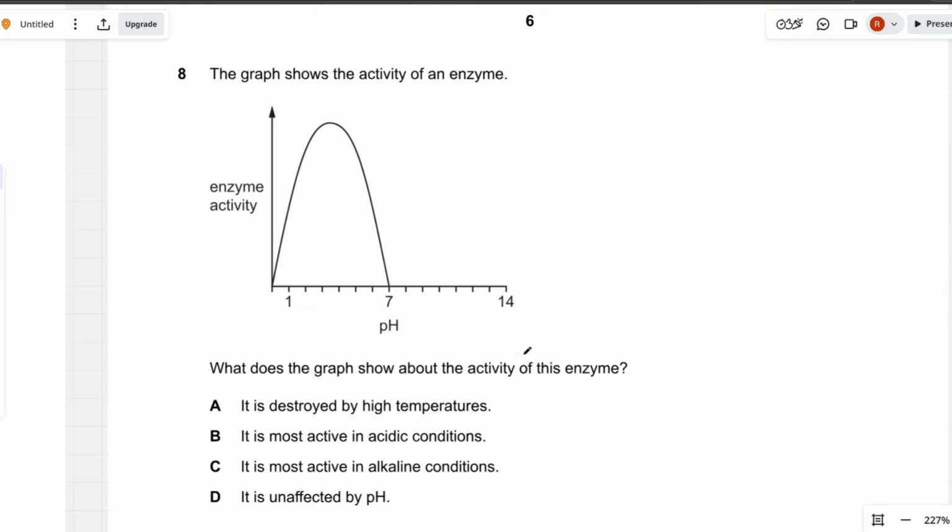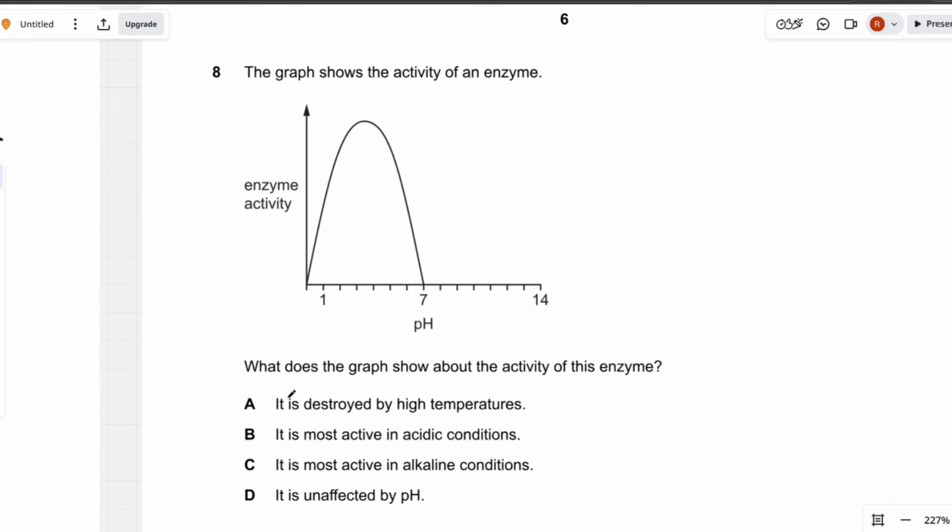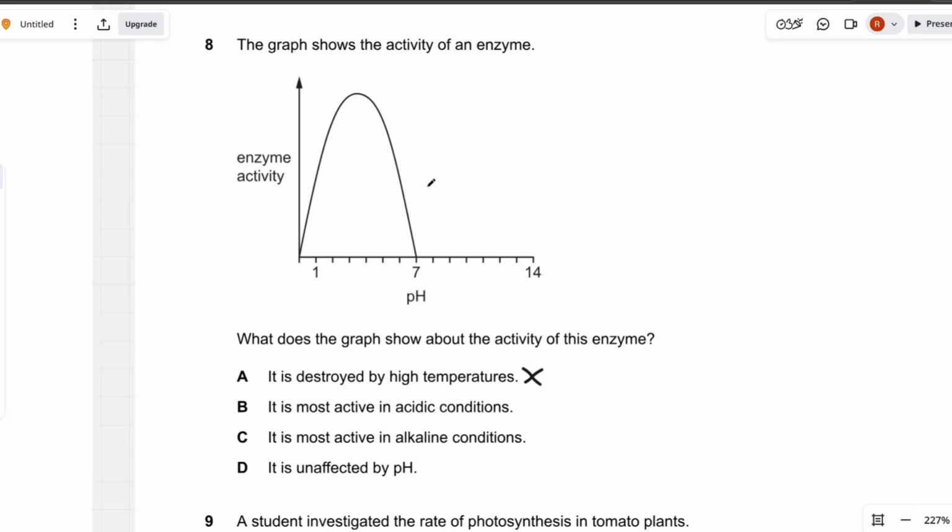The graph shows the activity of an enzyme. What does the graph show about the activity of this enzyme? Let's first look at the graph. Look at the x-axis. It says pH, and the y-axis says enzyme activity. So we're studying the changes in enzyme activity as pH increases, as we go from left to right. So the options say, it is destroyed by high temperatures. No, it's not really. Nothing about temperature is here in the graph.